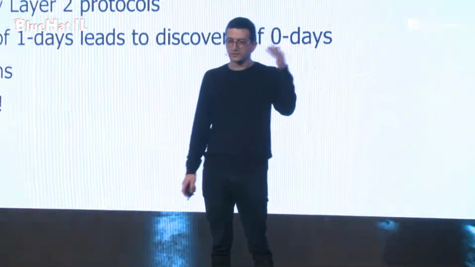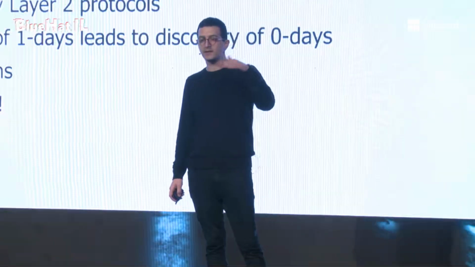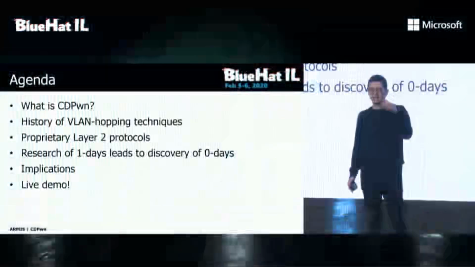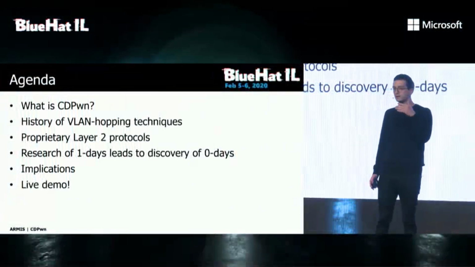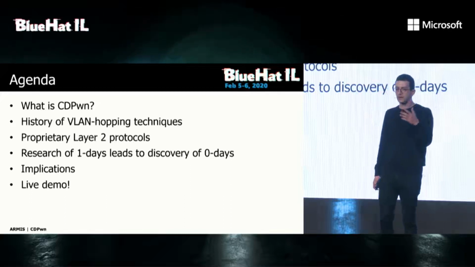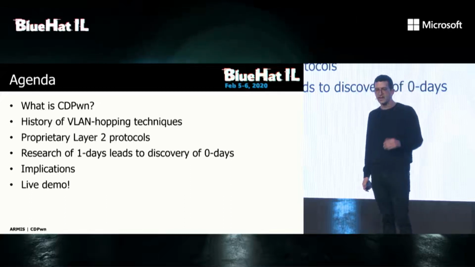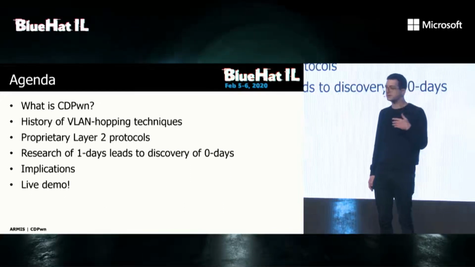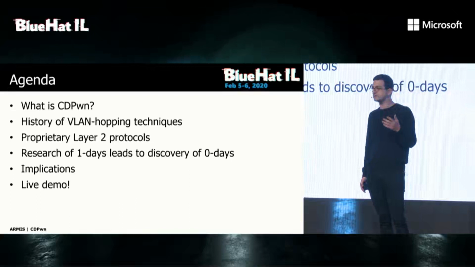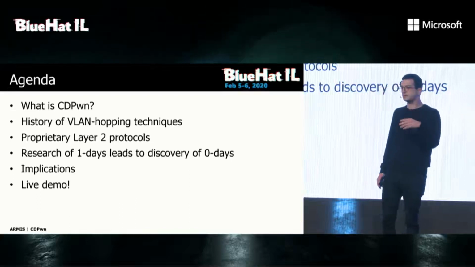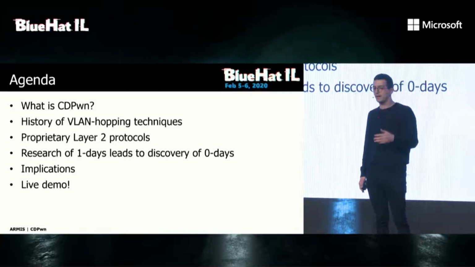So today we're going to cover at the beginning of the talk just about what did we actually find, what is CDPwn. As I mentioned, part of why we looked at this in the first place was to understand network segmentation better, to understand whether it's secure and whether we can poke holes at it. And so we're going to cover a bit about the history of VLAN hopping techniques. How are attackers doing this? What are the known techniques? And how does CDPwn come into that field and add something new?